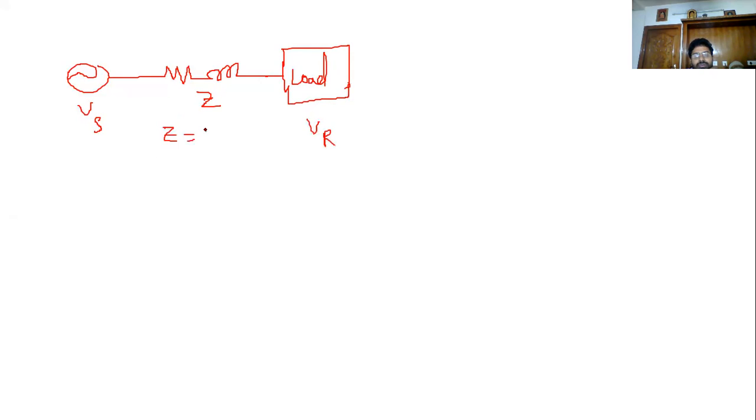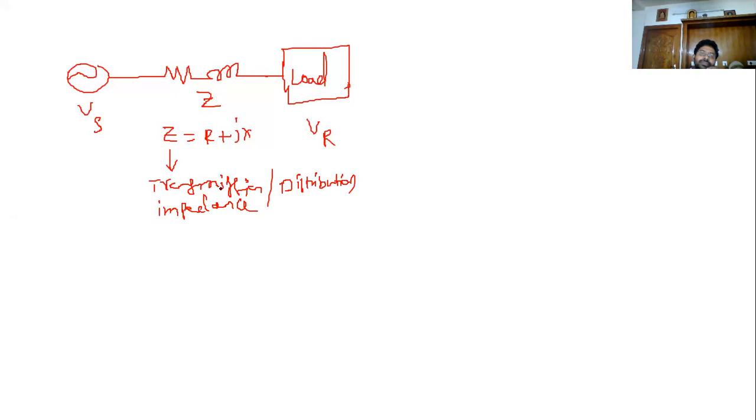This Z is equal to R plus jXL or R plus jXC, which depends on the load. We can treat this Z as the transmission or distribution impedance. Remember this impedance: this difference is caused because of this Z. Vs is not equal to Vr because of this Z, so that gap is maintained because of the impedance.